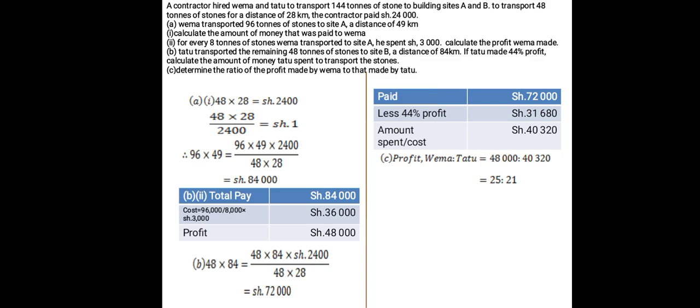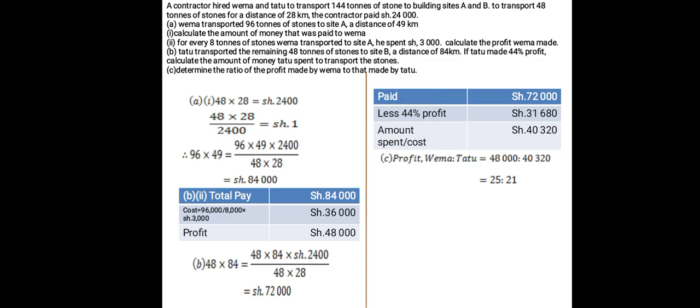Now we are told Tatu made a profit of 44%. So if we get a profit of 44% of 72,000, we have that the profit was 31,680. So subtract the profit from what he had received. You'll find that what remains is 40,320. So that's the amount he spent, or the cost of transporting 48 tons of stones to a distance of 84 kilometers.